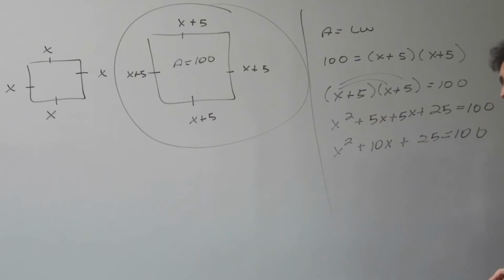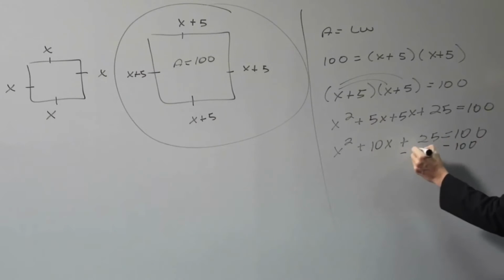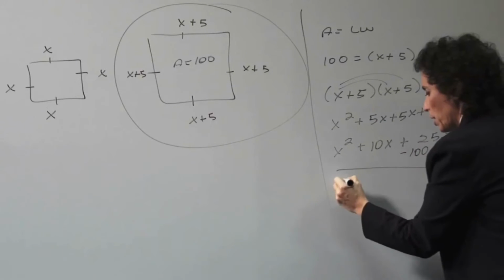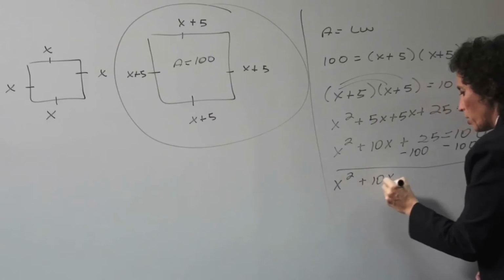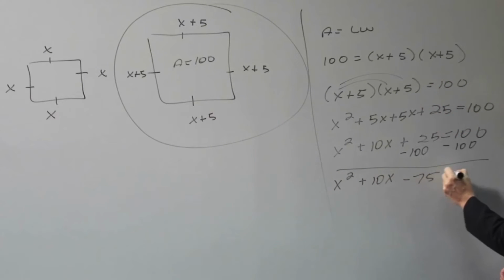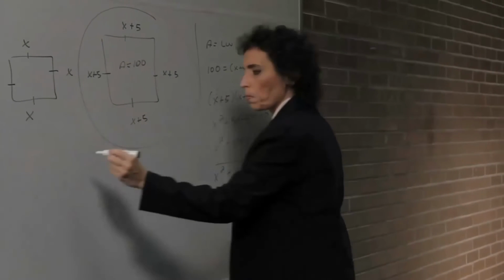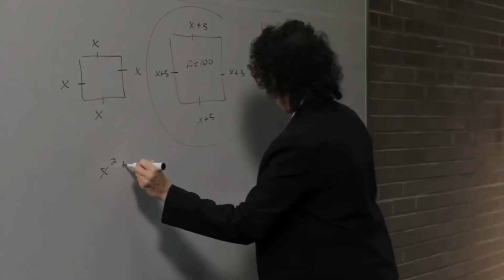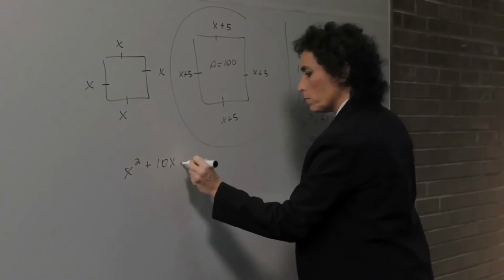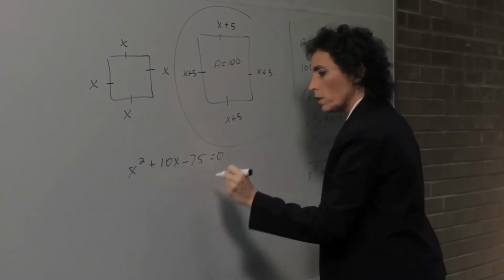Well, I saw the quadratic before, but I'm going to set it to 0. So I'm going to subtract 100. And I'm going to get x squared plus 10x minus 75 equals 0. That's what I have to solve. Okay, so I'm going to come over here and I'm going to solve it.